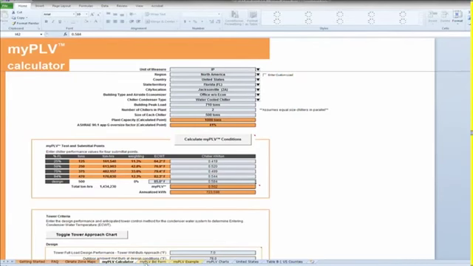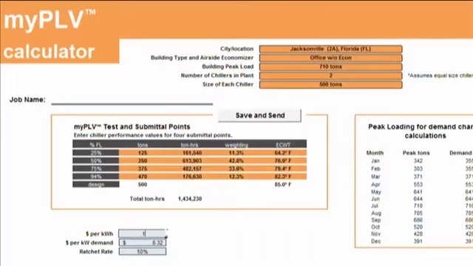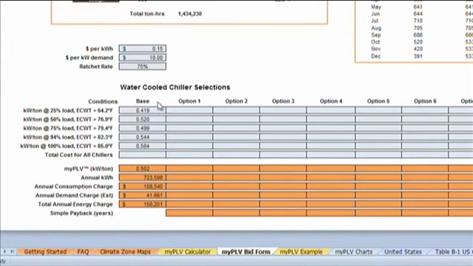The next part of the MyPLV tool we'll look at is the bid form. The bid form allows the user to do a quick and simple energy economic comparison between chiller performance alternatives. The first inputs required will be your basic utility rates, $1 per kWh, $1 per kW, and a ratchet rate if you have one. You can see the base column was brought in from the first tab. This is assumed to be the lowest cost option.